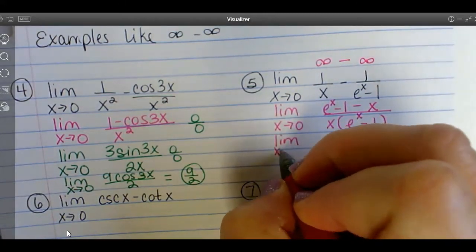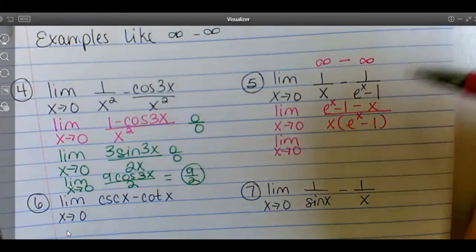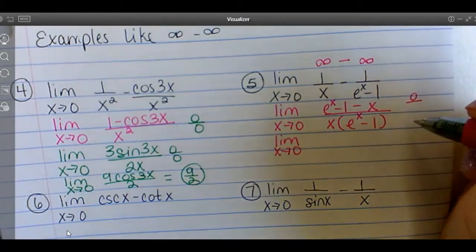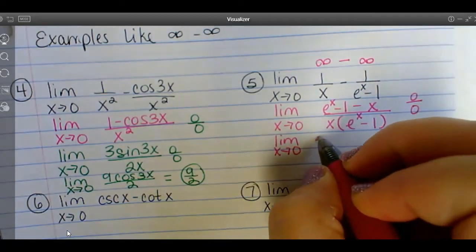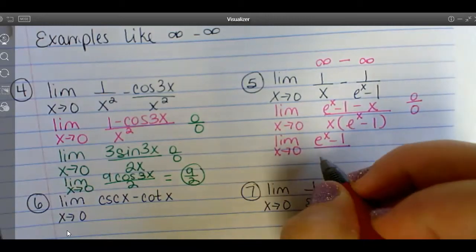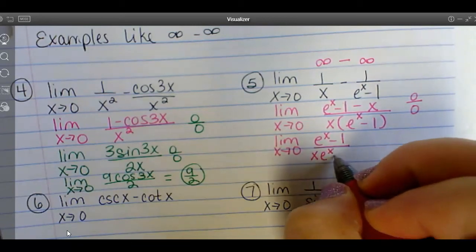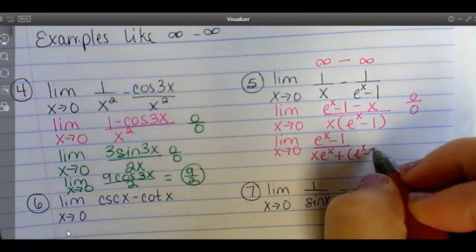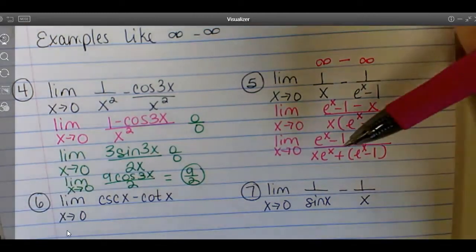So then I guess I need to find out, can I use L'Hopital's rule? You can, because on top you've got 0 and on the bottom you've got 0. So the derivative on the top would be e to the x minus 1 because of that. On the bottom, we do need to do the product rule first, times the derivative of the second, plus the second times the derivative of the first. Alright, let's plug in 0 and see what happens.